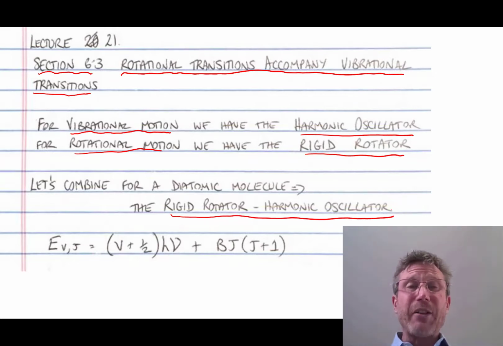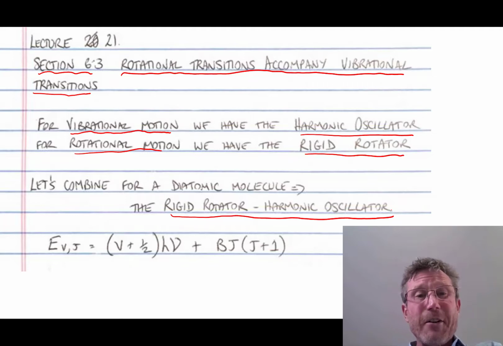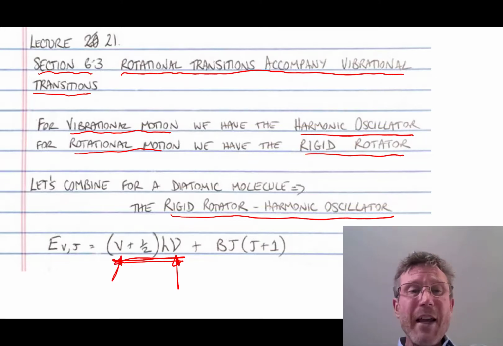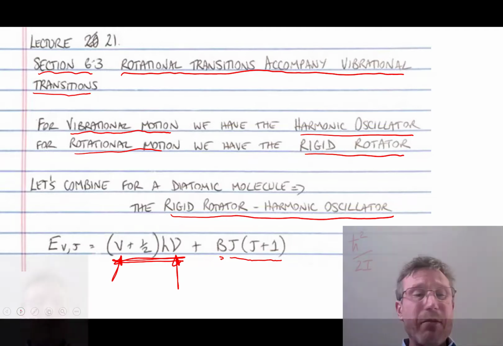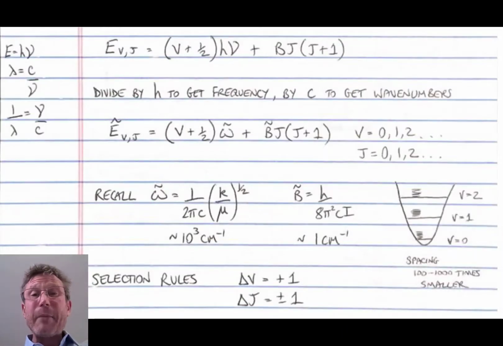If we think about the eigenvalues we get from the Schrödinger equation for each of those pieces, the rigid rotator and the harmonic oscillator, we get our energies in terms of the vibrational frequency, with our quantum number V. For the rotations, we've just talked about how the energies are equal to the rotational constant, which is ħ² over 2I, multiplied by the rotational quantum number term, J times J plus 1.